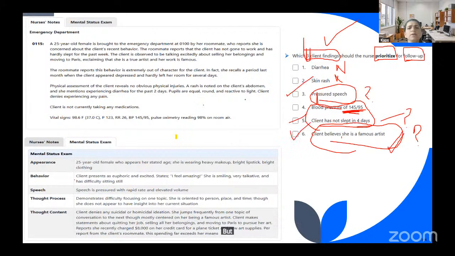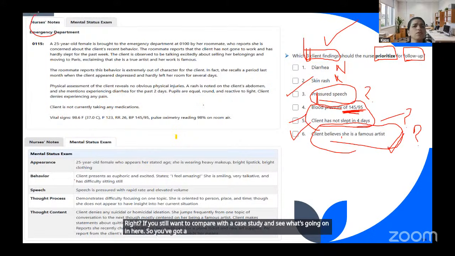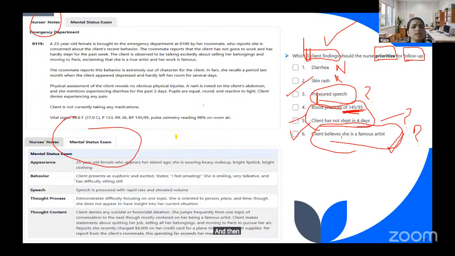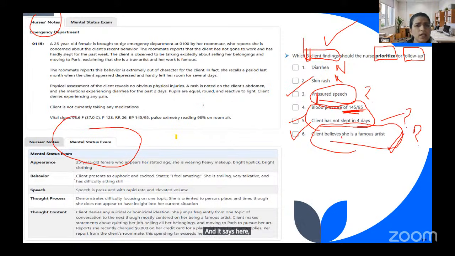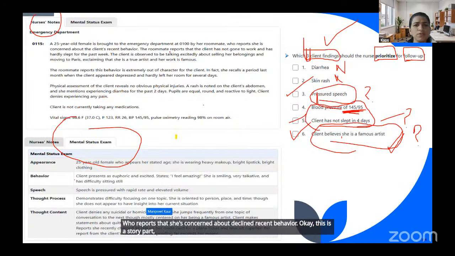But let's compare with a case study, right? If you still want to compare with a case study and see what's going on in here. So you got nursing notes, first of all, and then you got the mental status examination. So let's read together with me again. You have a patient who is brought to emergency at 1 o'clock by her roommate, who reports that she's concerned about the client's recent behavior. Okay, this is a story part, nothing emergency for me so far yet.